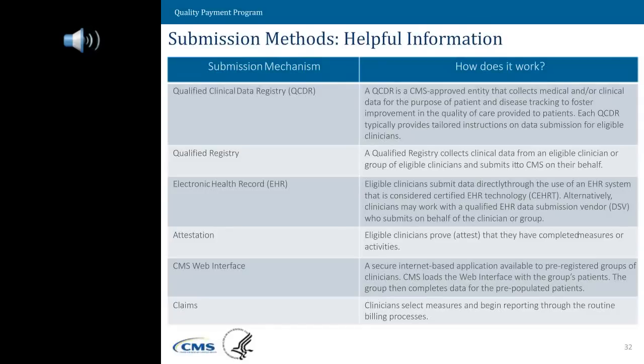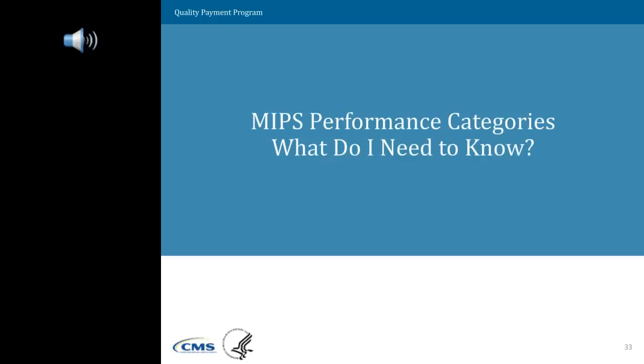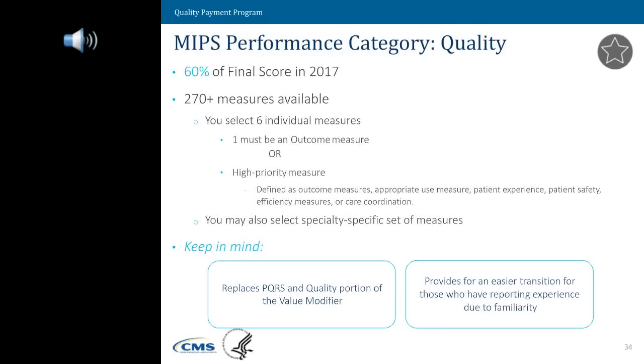So here's just some helpful information on some of the submission methods. I won't go through this, but I would suggest to folks that they take a look at this later on. So let's jump to slide 33 and then 34. So I'm going to dive into the 4 performance categories and what you need to know. So on slide 34, the first performance category that I'll talk about is quality.